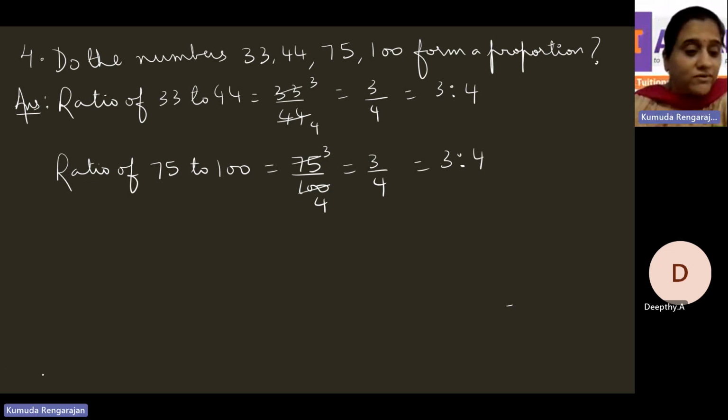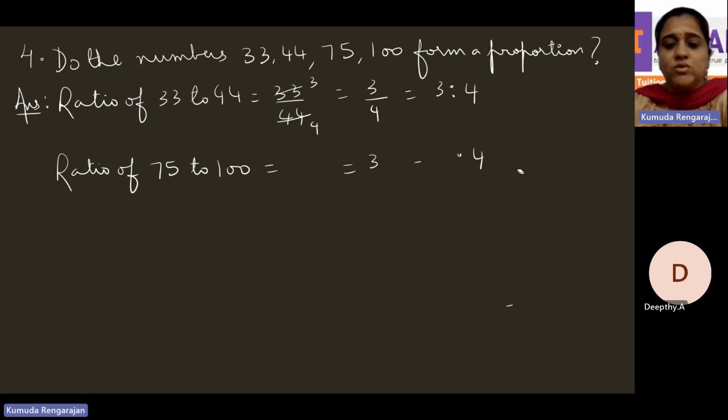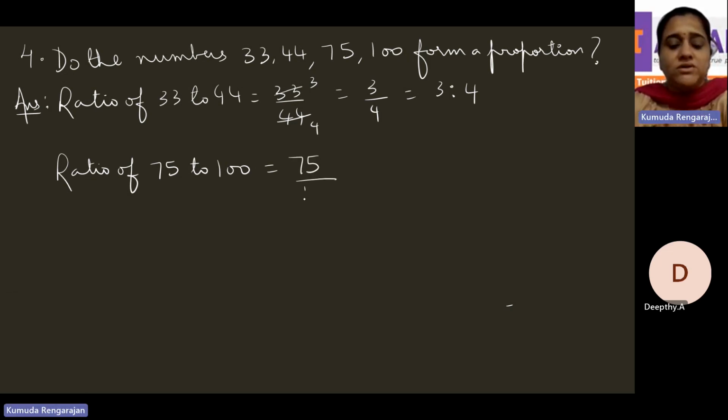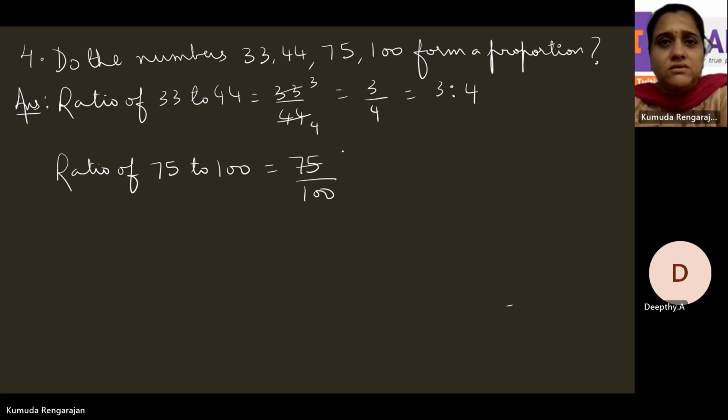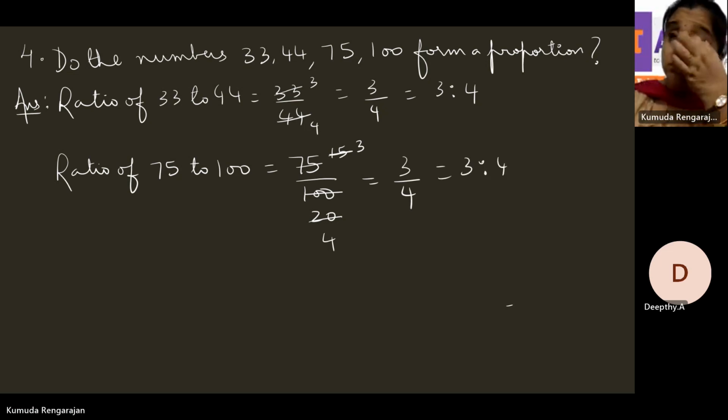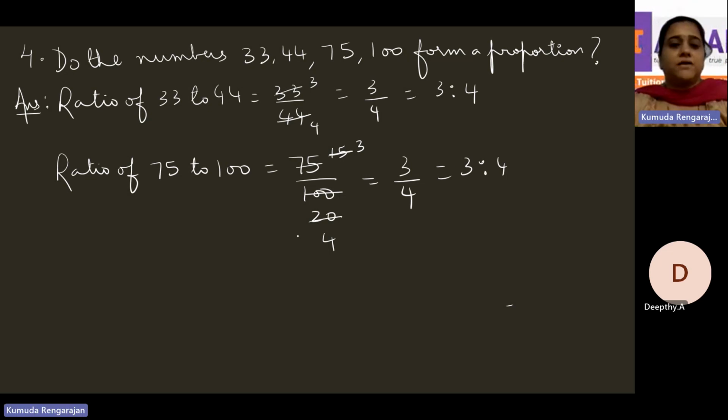Yes, we'll do it in the tables of 5. One second. Look at the board, Tani. So 75 by 100. In the tables of 5, how many times? 15 times, correct. Then 5, how many times? 20 times. 5 threes are 15. 5, how many times? 4. So you'll get the same thing, okay? That's fine. 25 threes are, 25 fours are. Correct. So now the ratios are the same. Correct?